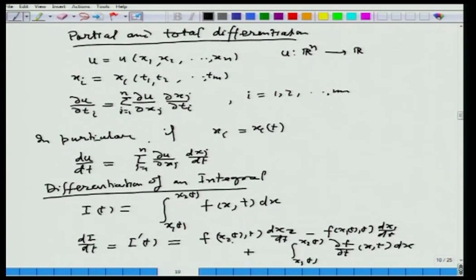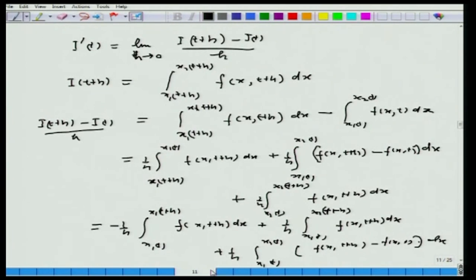So the first term is f of x2, t, comma t, dx2 over dt, minus f of x1, t, comma t, dx1 over dt. These differentiations of the limits assume that x1 and x2 are differentiable functions of t. And here inside this integral, the third term, integral of x1 to x2 of del f over del t of x, t. Here it is assumed that the partial derivative of this f with respect to t exists and it is a piecewise continuous function, so that this integral is well defined. Now, this was the proof of that.